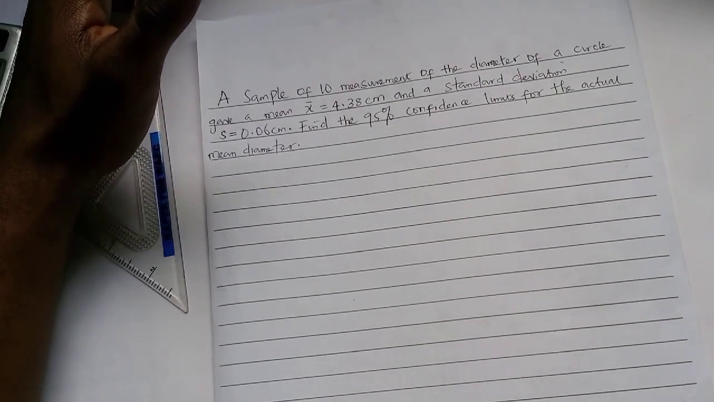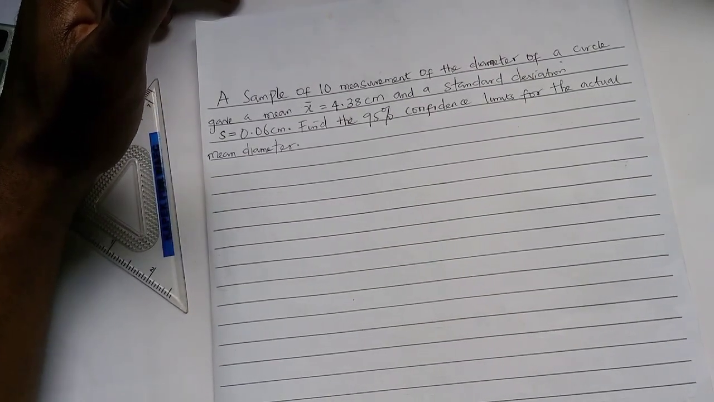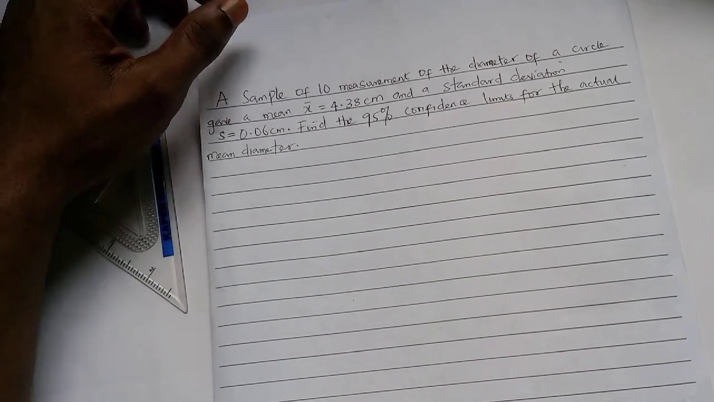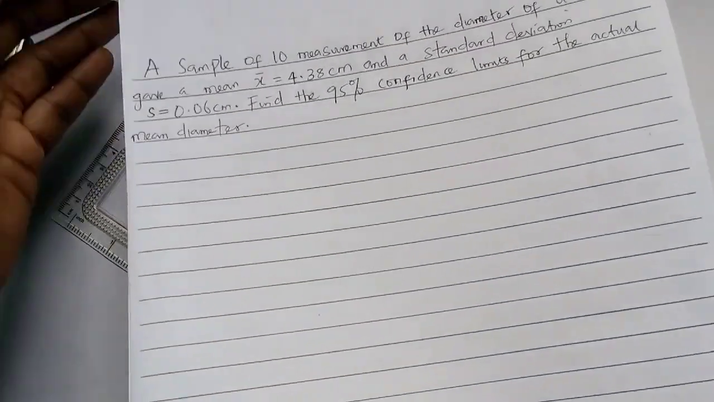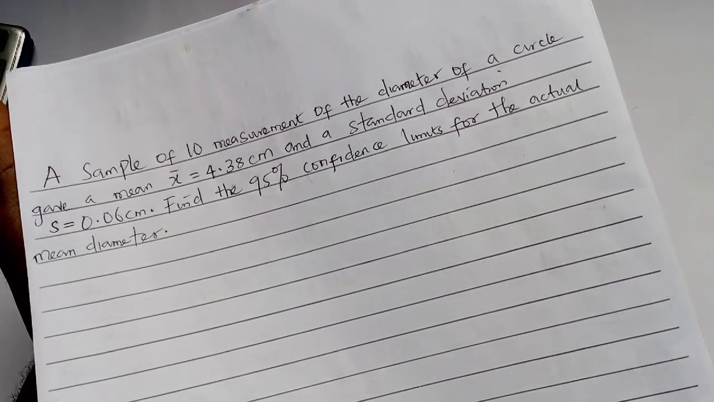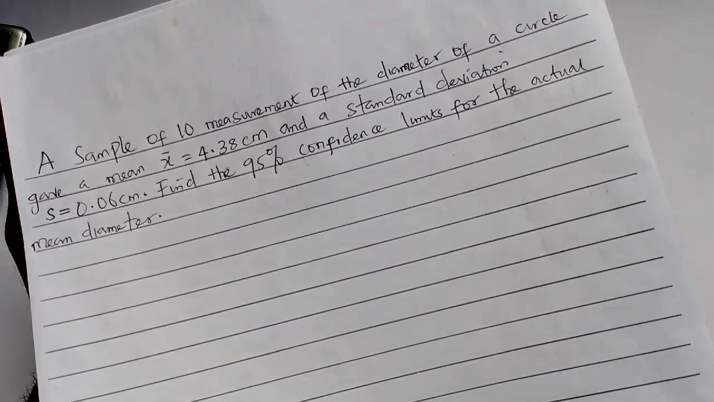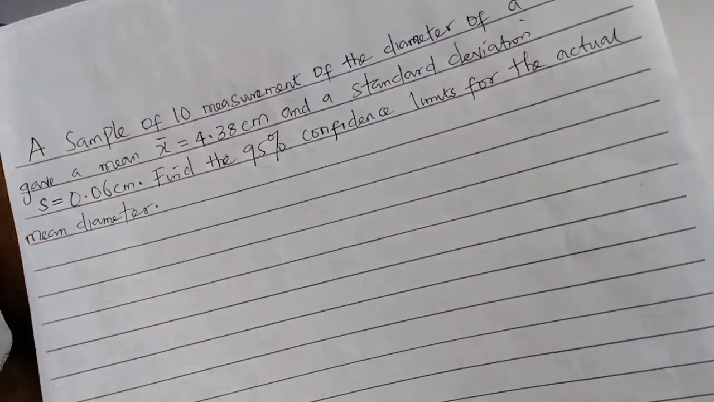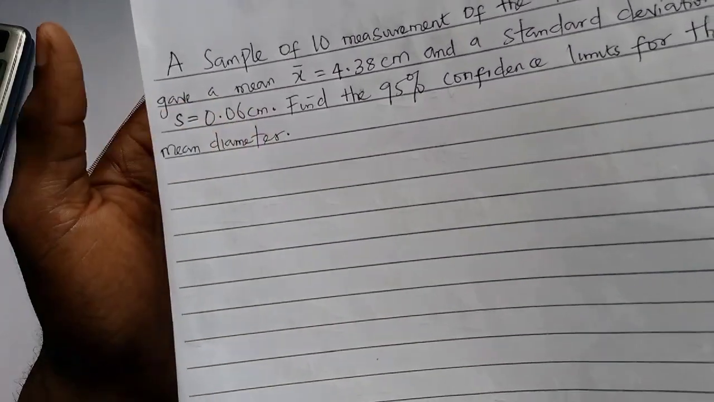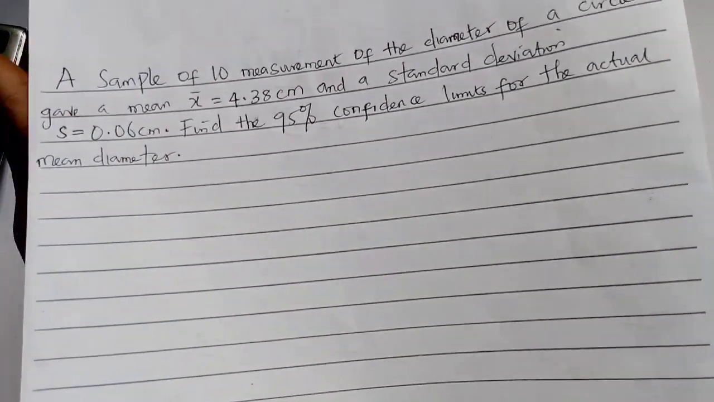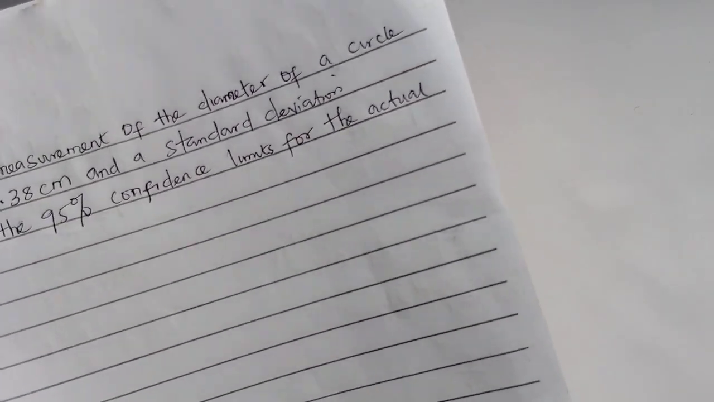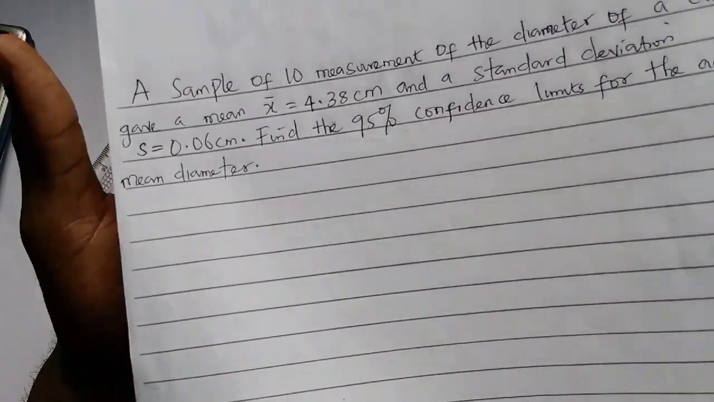So today we are going to work on an example on our small sample. The question says: a sample of 10 measurements of the diameter of a circle gives a mean, x bar equals 4.38 cm, and a standard deviation s equals 0.06 cm. We should find a 95% confidence limit for the actual mean diameter.